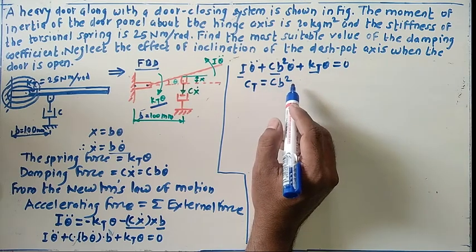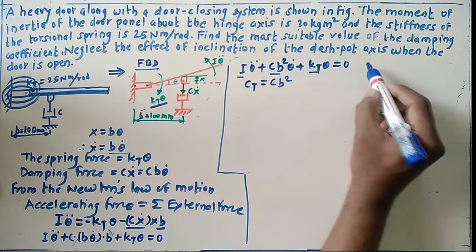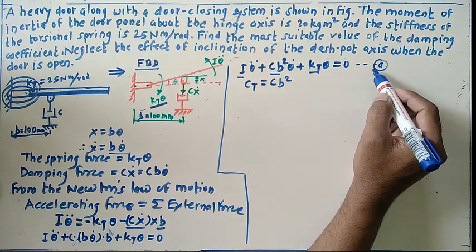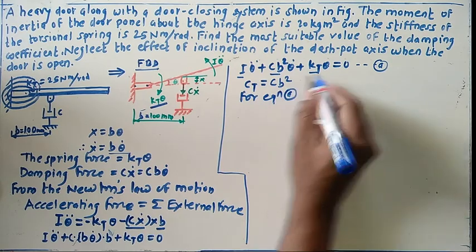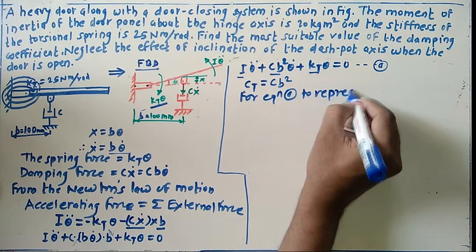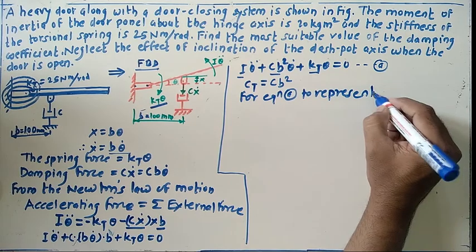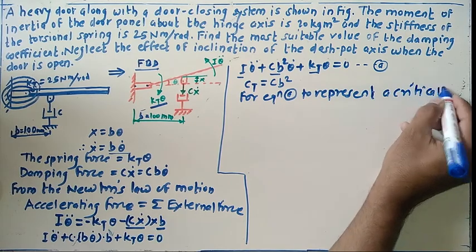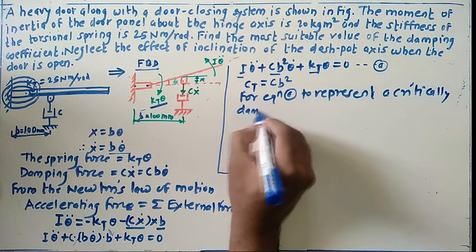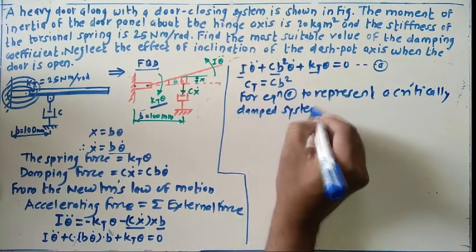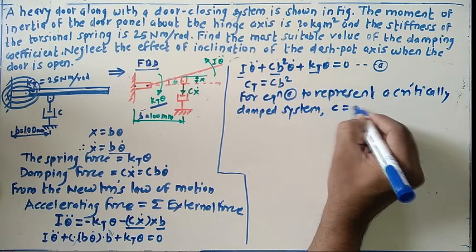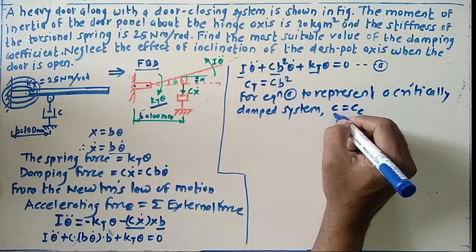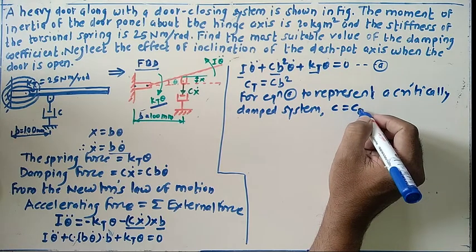Now this equation, equation A, to represent equation A as a critically damped system, so we know for the critically damped system, C is nothing but Cc. What's the meaning of this one? Actual damping coefficient equals critical damping coefficient.